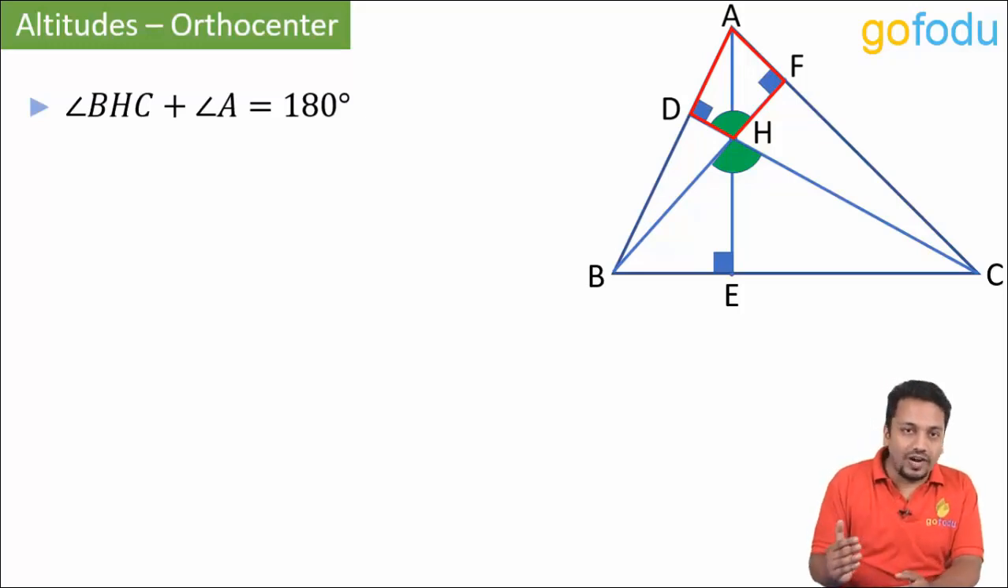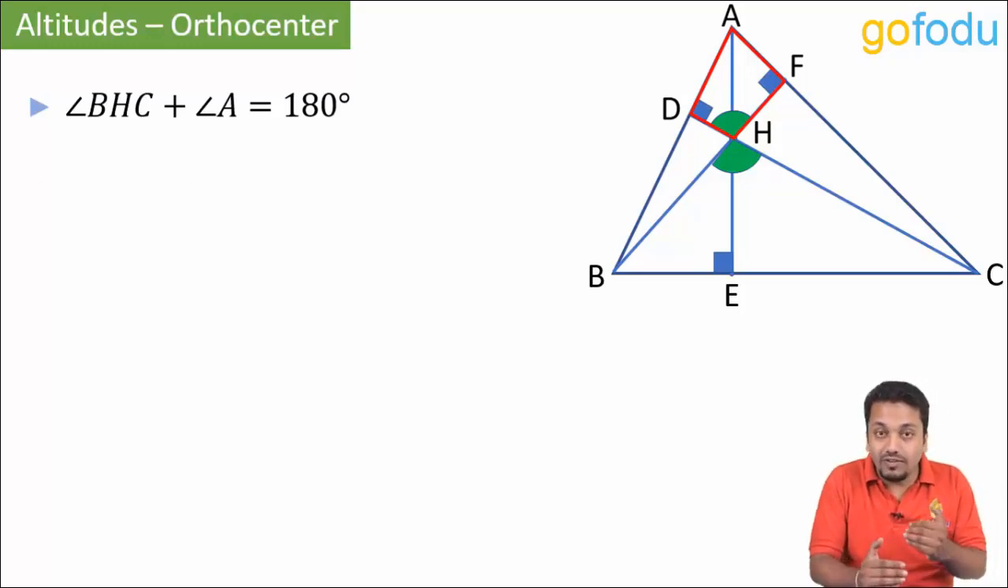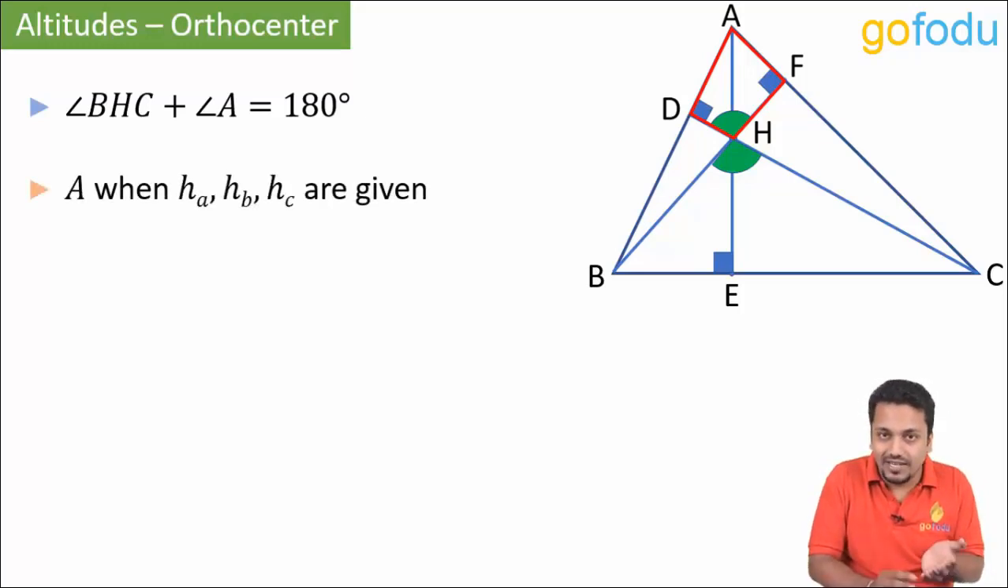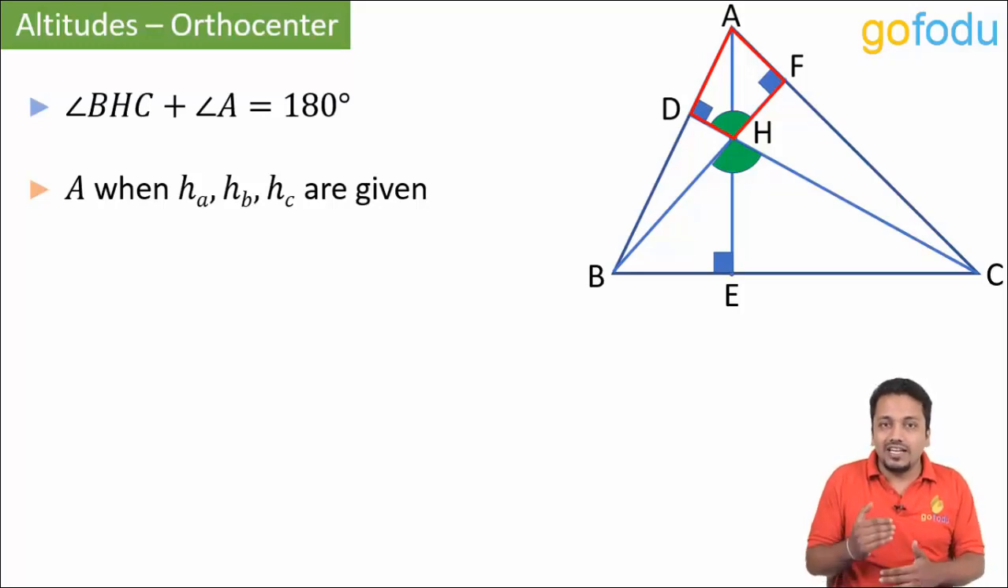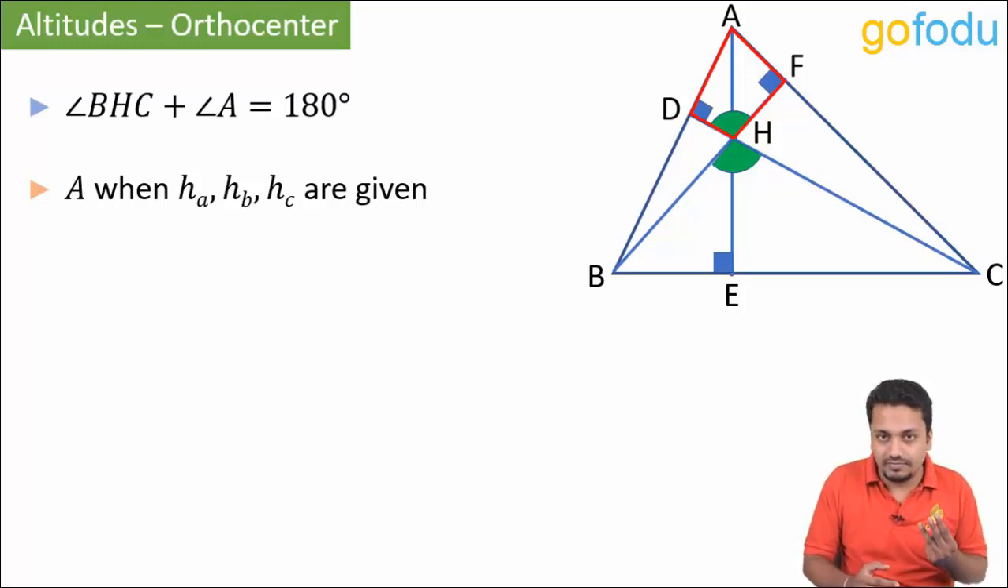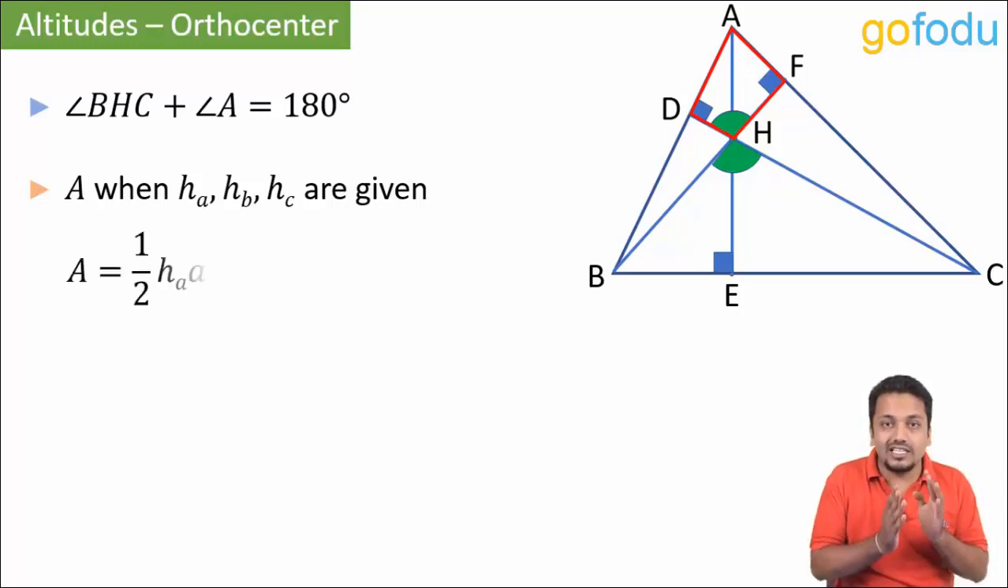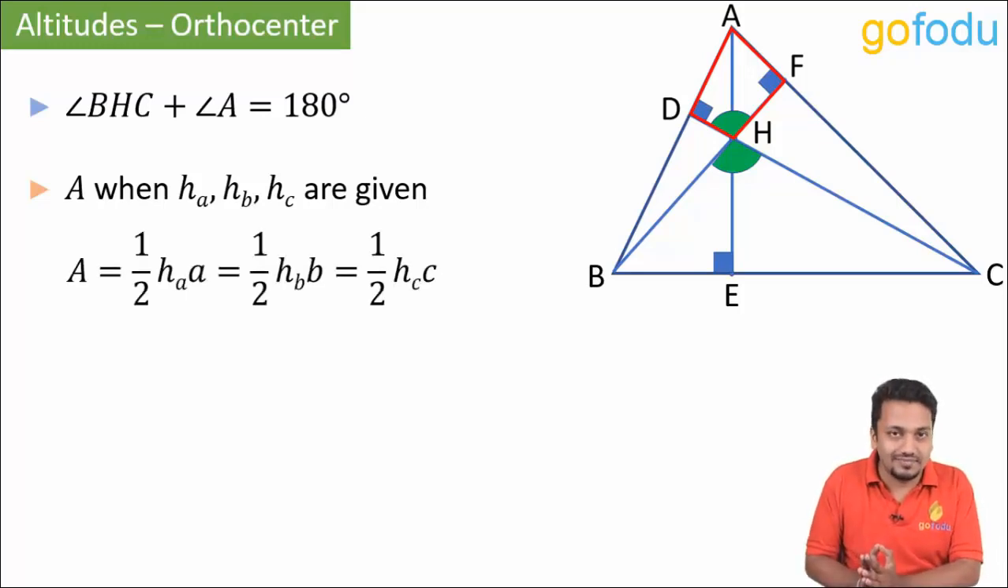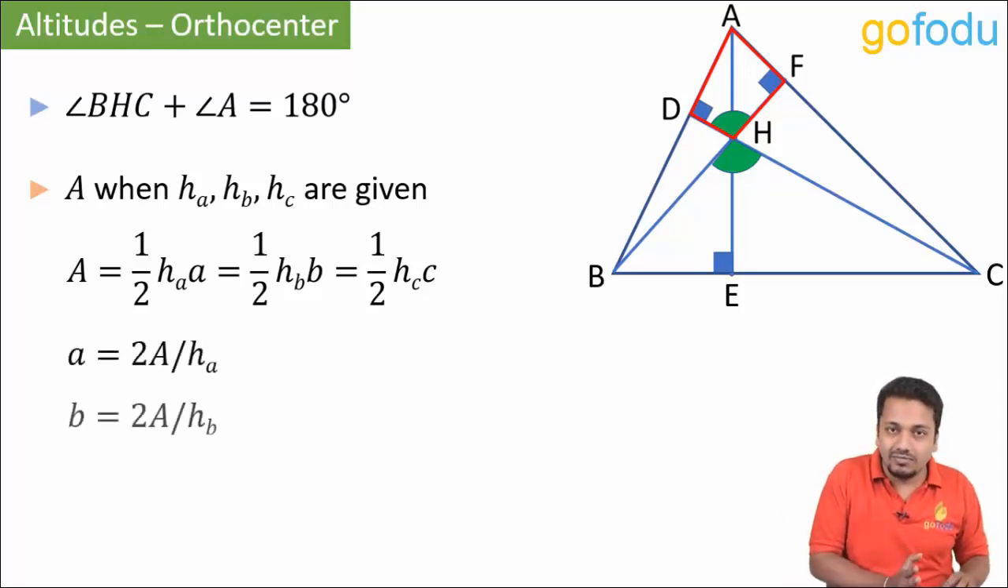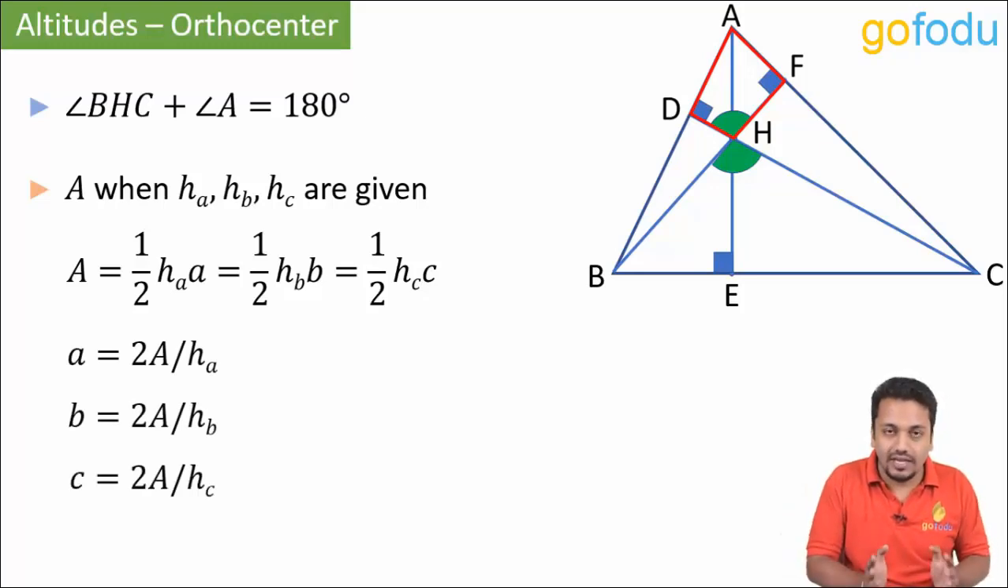Earlier we saw how to find the area of a triangle when the lengths of the medians are given. Now what if the lengths of the altitudes are given as HA, HB and HC? In that case, we will find the area of the triangle in 3 different ways, taking each side as base one by one. Okay, this one is simple. And from here, we can find the length of each side in terms of the area of the triangle and the altitude.